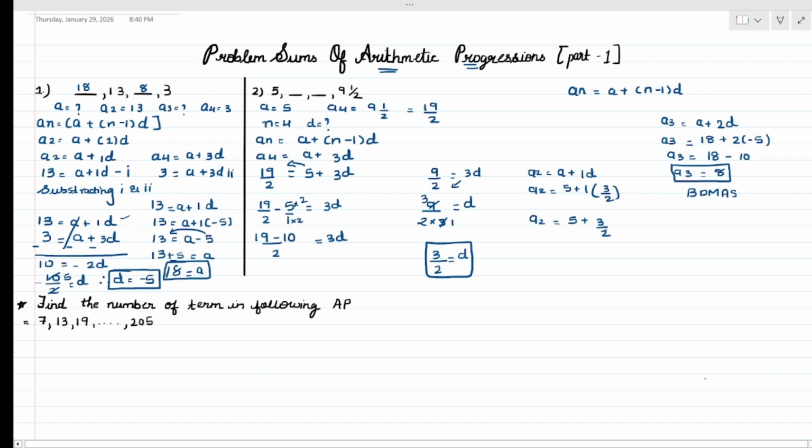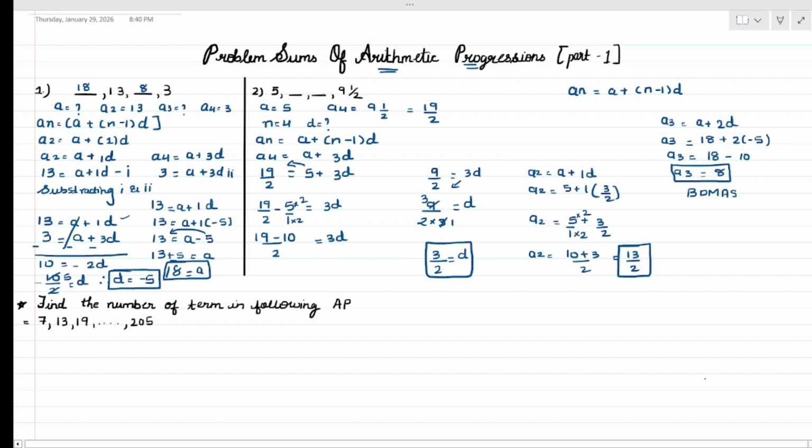Now you can't add 5 with plus 3 upon 2. So what will you do? Make the denominator the same by taking LCM. So again A2 equals 10 plus 3 upon 2. That means 13 upon 2. So my value of A2 becomes 13 upon 2.